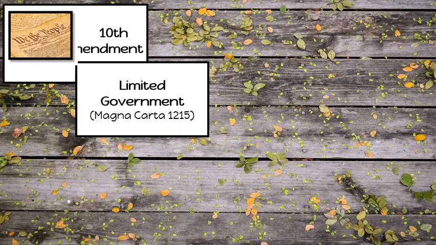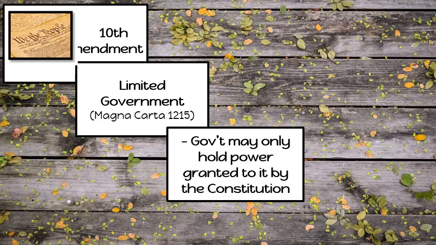That's why it's one of our favorite things about the Articles of Confederation, because we made sure that the government didn't get too much power and then turn into a dictatorship again, or a monarchy. So the definition of limited government is that the government may only hold power granted to it by the Constitution. So if the Constitution lists something as a power of the government, then that's a power of the government. If it does not list it, then it is not a power of the government. Only if the Constitution says it can do it is it allowed to do it.